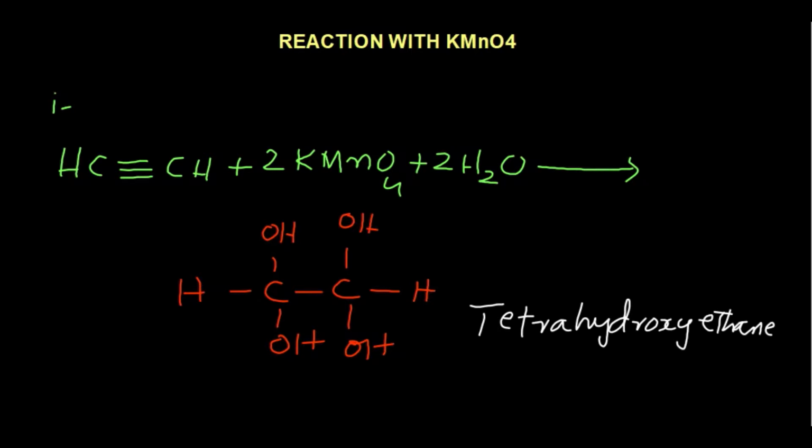This molecule is formed students. Besides this molecule, the other products which are formed are manganese dioxide, right students, plus potassium hydroxide. This is the first step of the reaction. Now students, we will see what will happen in the next step of the reaction.